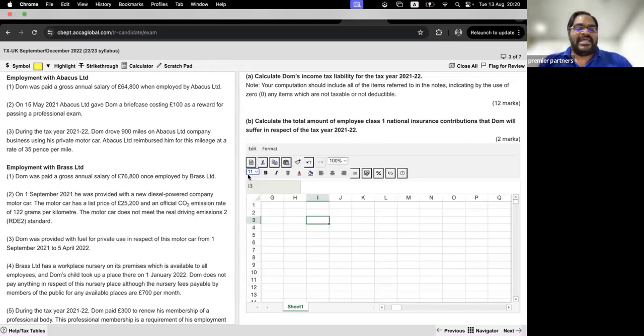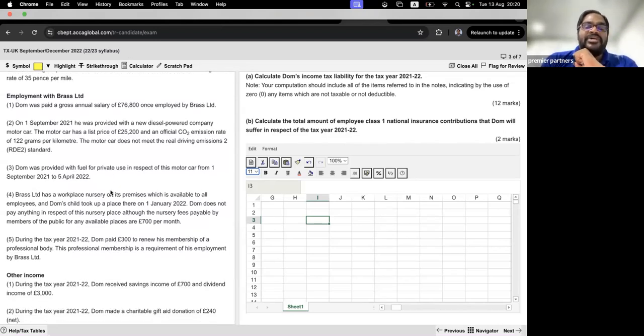All right, that's all about Abacus. Are we okay with Abacus? Any questions on the calculation for Abacus Limited? Right, then let's move forward with the next one, Brass Limited.